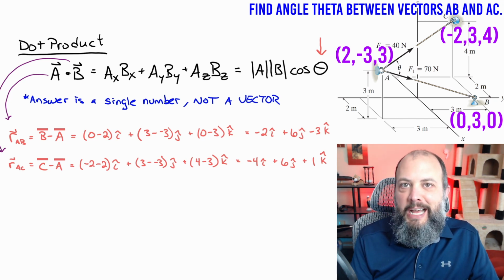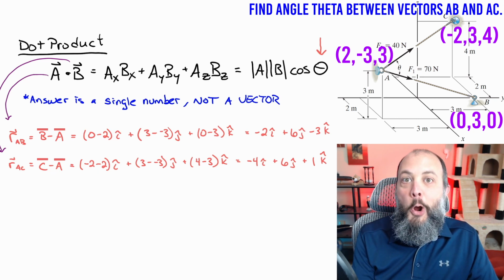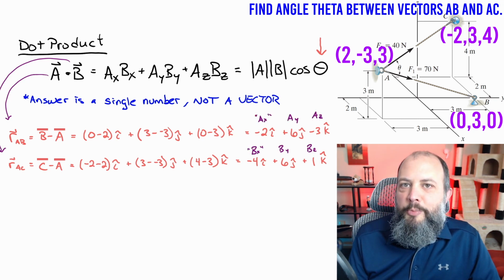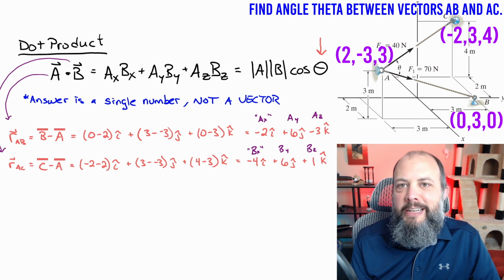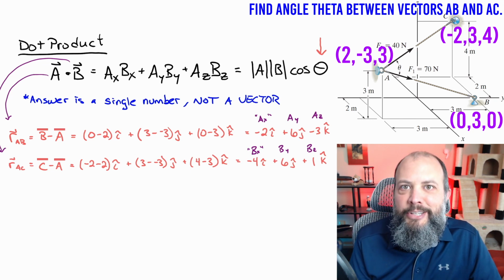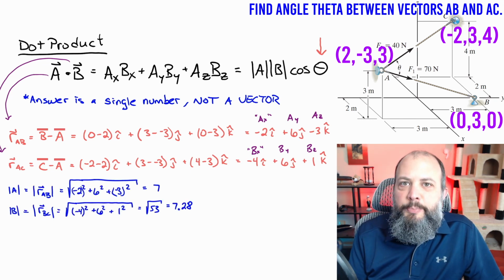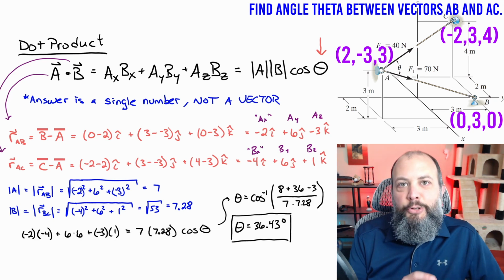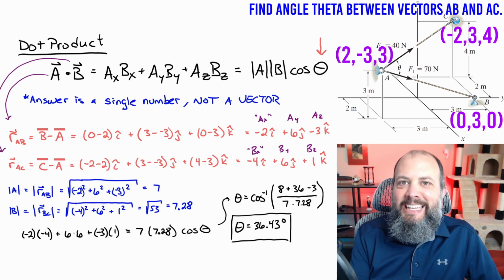So from the generic dot product equation, I'm using RAB as one of my vectors and RAC as the other one. And so I labeled that I'm going to be plugging this -2 in for AX, the 6 in for AY, the -3 in for AZ, etc. To get the magnitude for both of these position vectors, essentially do a three-dimensional Pythagorean theorem where I square each of the Cartesian components. And now you can just plug everything in. And so the angle between vectors AB and AC is 36.43 degrees.